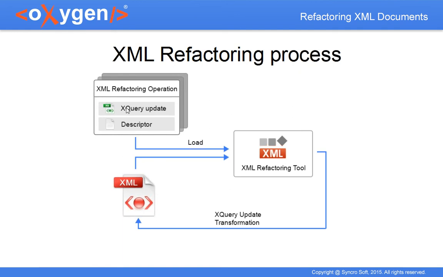First, there's an XQuery update script that will be executed to refactor the XML files. Second, we have an XML descriptor file that contains information like operation name, parameters, and so on. This operation, together with the source document that you want to refactor, go into the XML refactoring tool. The XQuery update transformation is being executed, and the input file is updated.